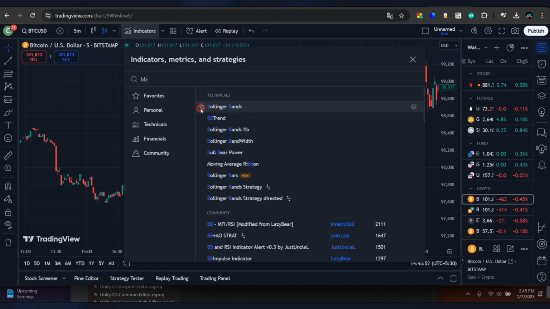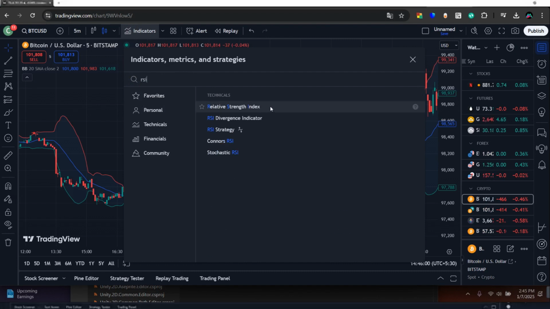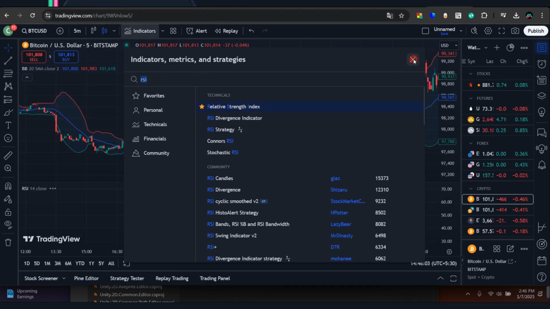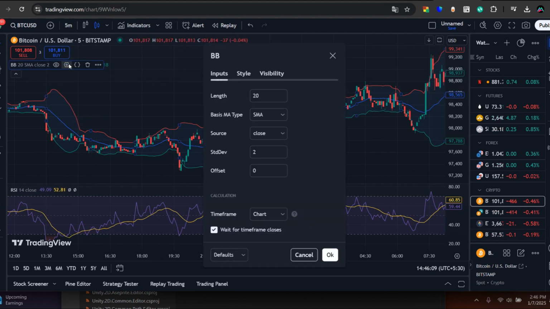The first step in this strategy is setting up the Bollinger Bands. If you've never used Bollinger Bands before, you're lucky you clicked on this video because this indicator is absolutely incredible. It's a great tool for identifying support and resistance levels. The first thing we need to do is head over to TradingView or any trading chart platform you use. Click on the Indicators tab and type in Bollinger Bands. The default settings provided by TradingView are good, but for this specific strategy, we need to make some adjustments.